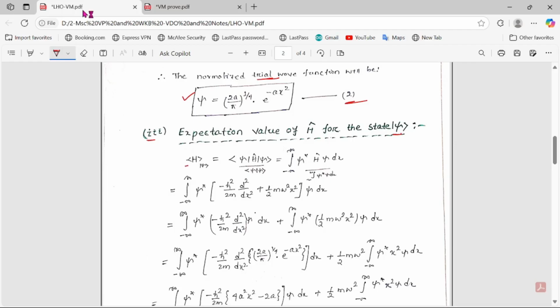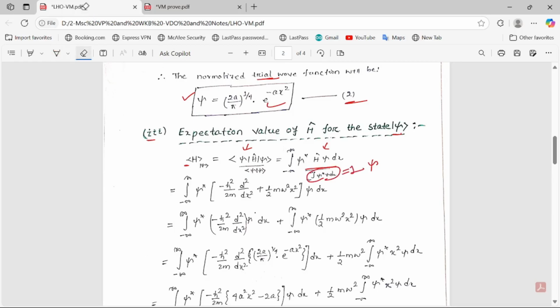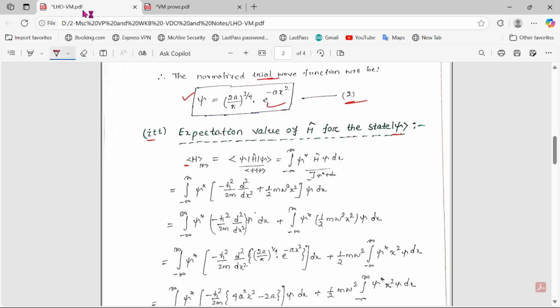Okay, so the expectation of the Hamiltonian will be written as this one, psi. This is the bracket notation or Dirac notation, and this is your integral format. So here psi star H cap psi dx, whole divided by psi star psi dx, from minus infinity to plus infinity. As psi is the normalized wave function, this value will be equal to 1. So there is no need to calculate it again, because we are using the normalized wave function.